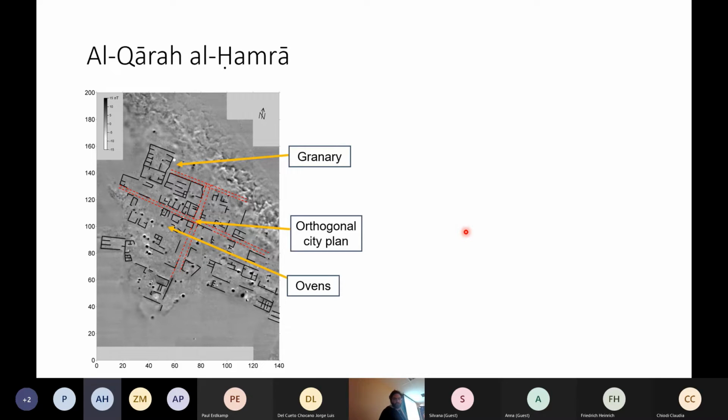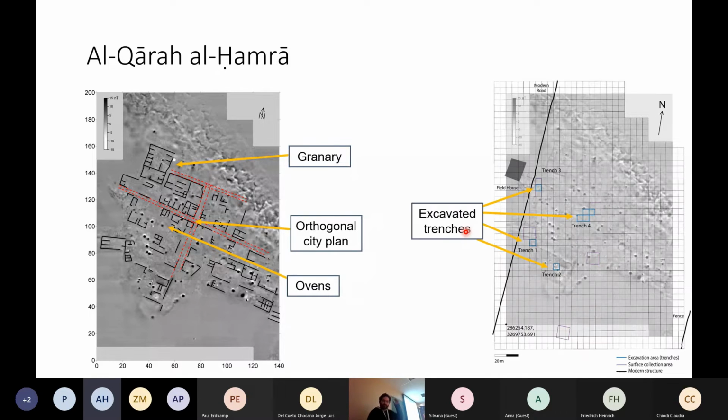This is a magnetic survey of the site with interpretation of the layout of the site. And these are the trenches which were excavated. Trench 1 and Trench 2 were probably part of workshop areas, while trenches 3 and 4 revealed some street sections with probably private buildings.